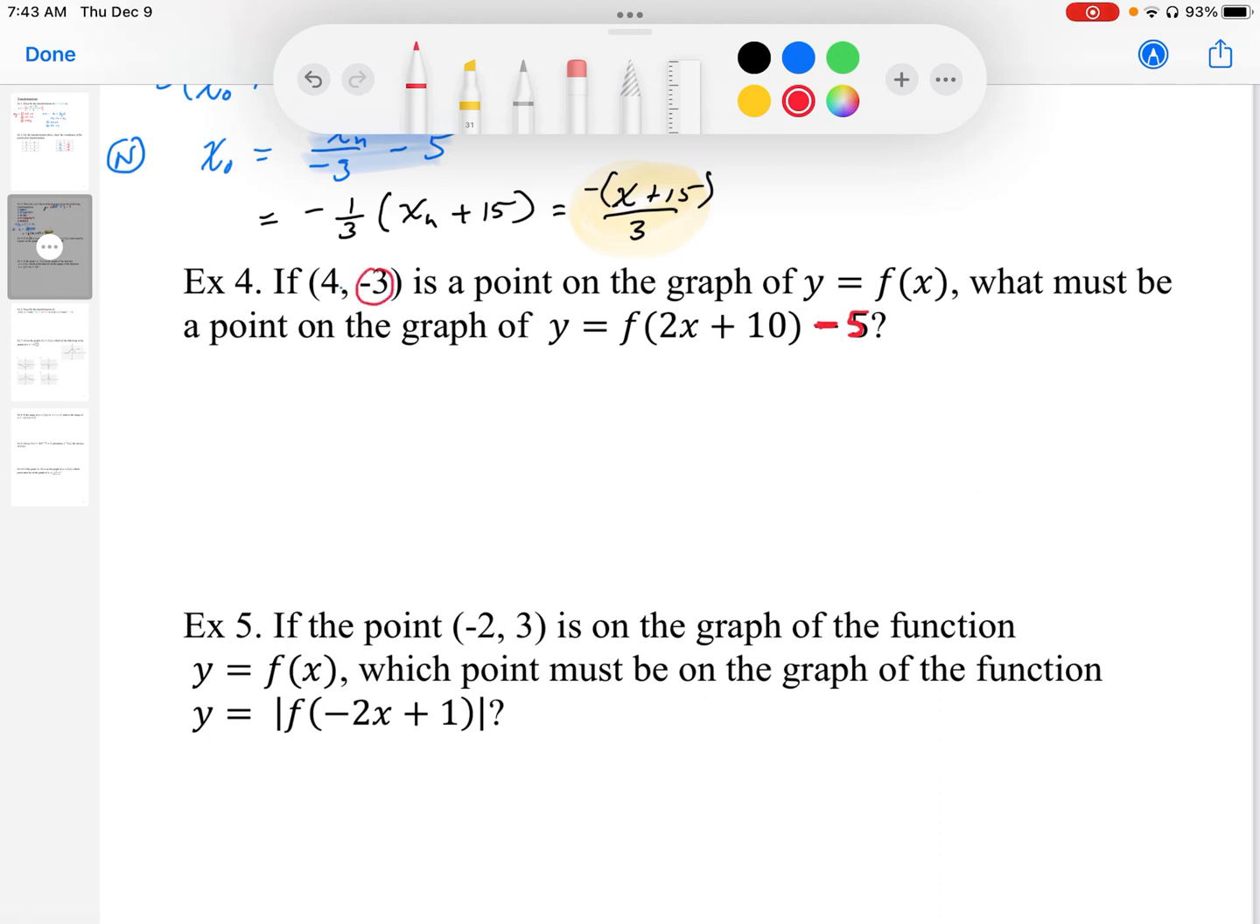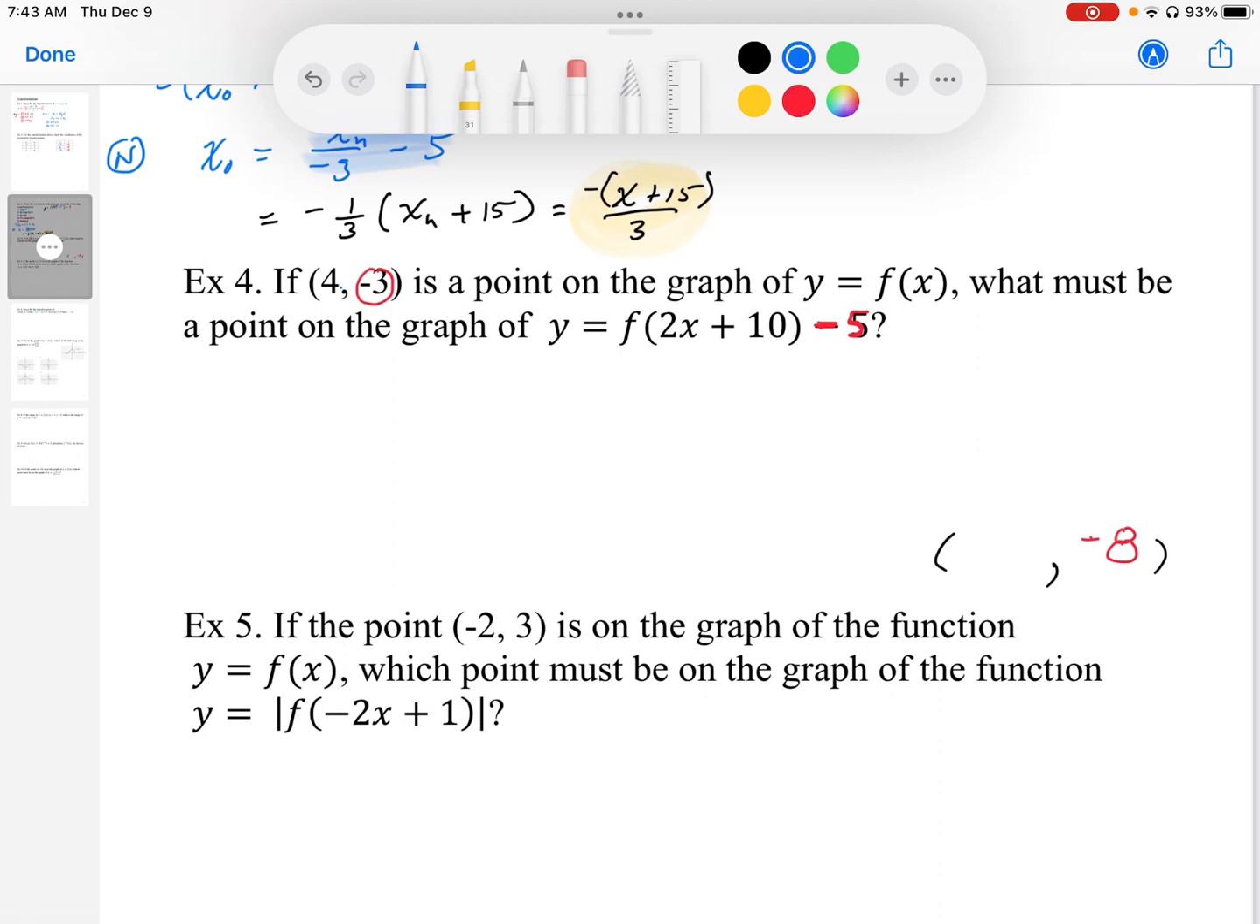So the -3 gets bumped down -5. So we're going to end up at -8. And that's the final position of that. So I'm just going to write that down. I'm going to end up at -8, and that's my final y position.